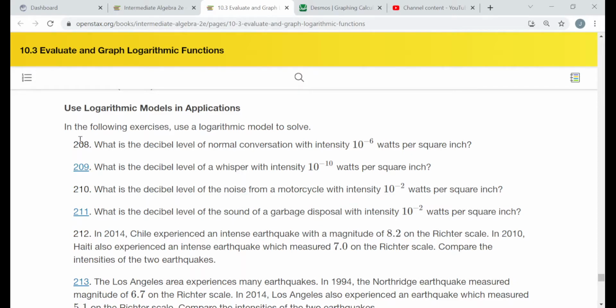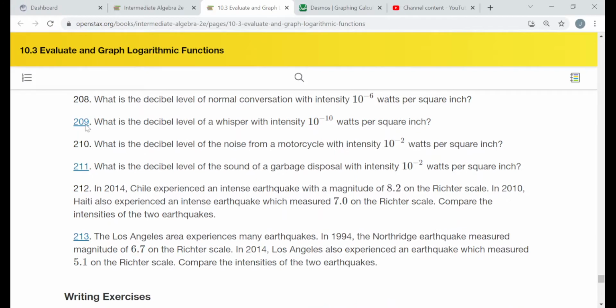In each of these exercises we're asked to use a logarithmic model to solve. In this particular section, 10.3 of this text, there are two logarithmic models that we are given to help us solve these application problems. One is about the decibel level and intensity of sound, and the other is about the magnitude and intensity of an earthquake. I'll show you what both of those models are as we get through the questions.